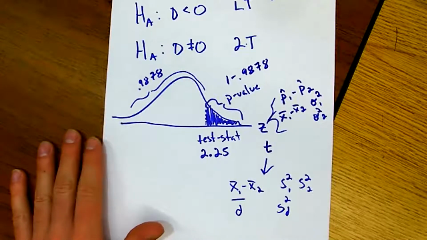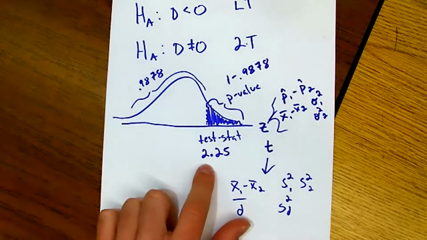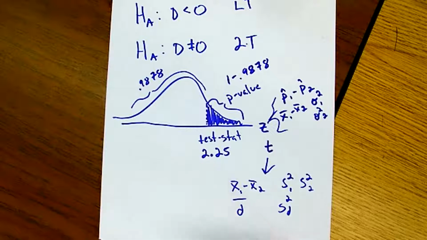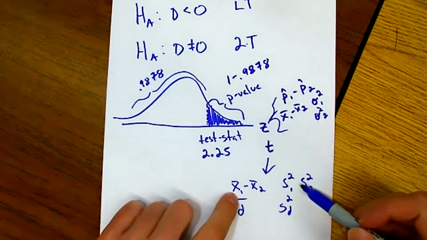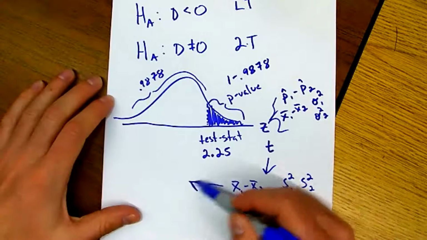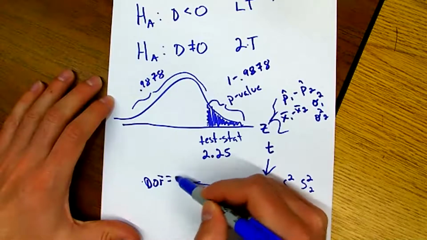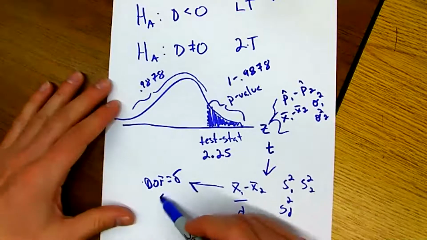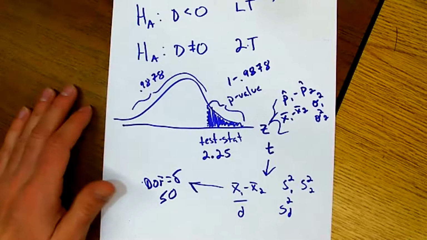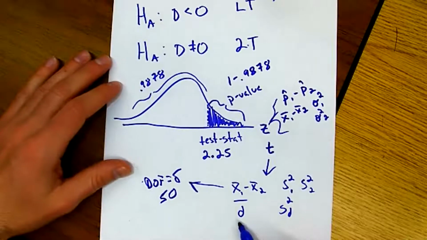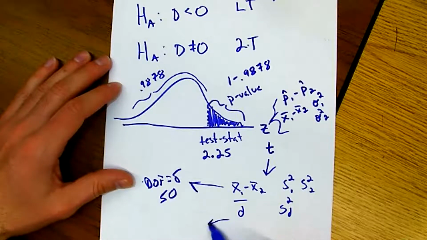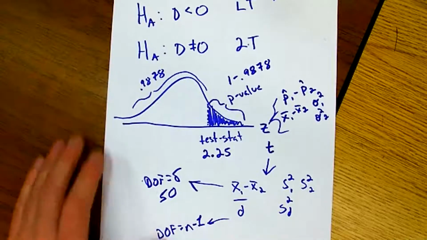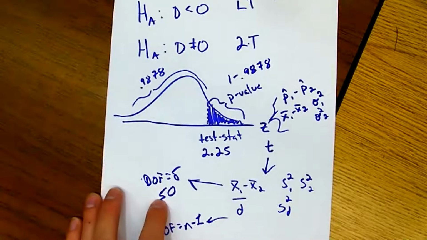Now, if this was a student t-distribution, I would have to give you an assumed true degrees of freedom, because this is a really complicated formula, right? So let's just say I gave you an assumed true degrees of freedom of 50. Or if it was matched pairs, or this average difference, you'd have to calculate your degrees of freedom, but it's simply n minus 1, right? But we'll use this scenario where I'm giving you the assumed true degrees of freedom of 50.